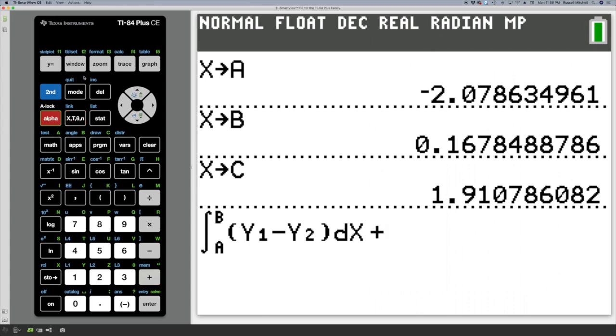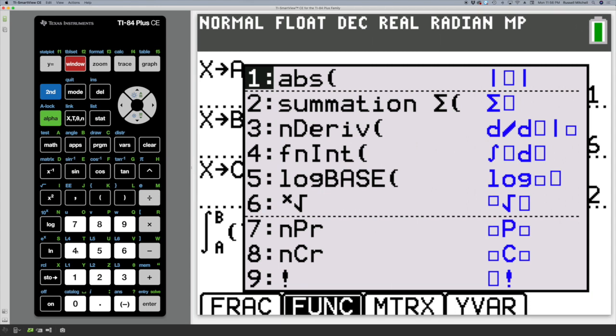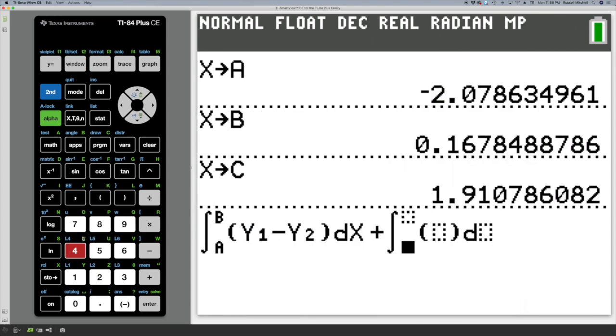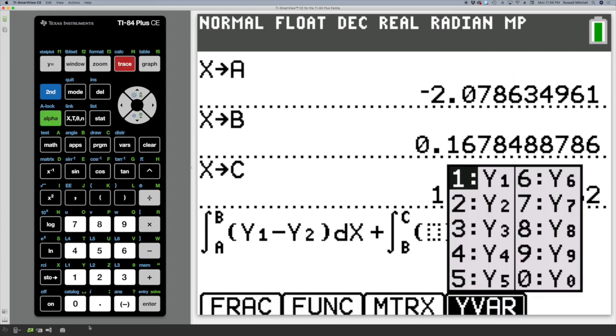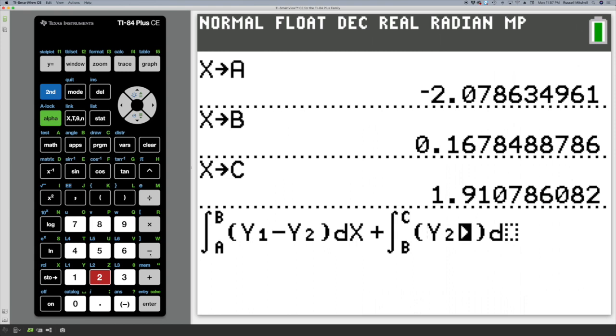And then we're going to add to that the integral again. So this alpha window and function integrate. And this time we're going to go from B to C. So alpha B to alpha C. Now remember, okay, it's not y1 minus y2 anymore, right? Because now g of x on that second region, the g of x is the top function. So that would be y2. So alpha trace y2 minus alpha trace y1, and then dx.